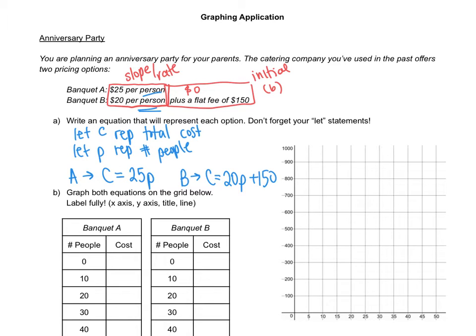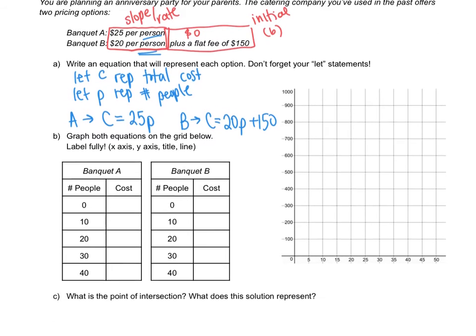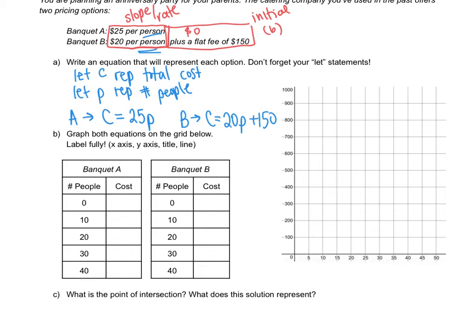So using either the equation or using the scenario, we can create our table of values so that we can plot these two lines. So let's deal with option A, $25 per person. For 0 people, it's $0. For 10 people, we're just going to do $25 per person times 10 people. That's 250. For 20 people, 20 times 25 is 500. For 30 people, 30 times 25 is 750. And finally, for 40 people, 40 times 25 is $1,000.